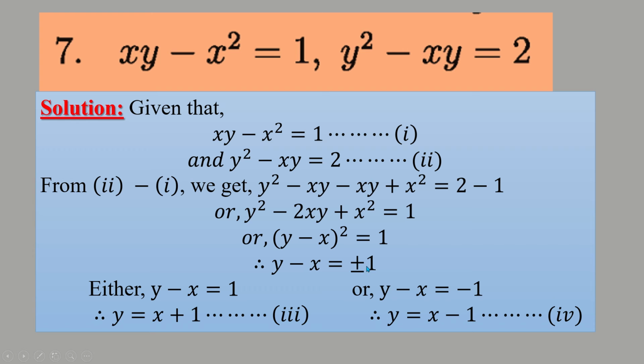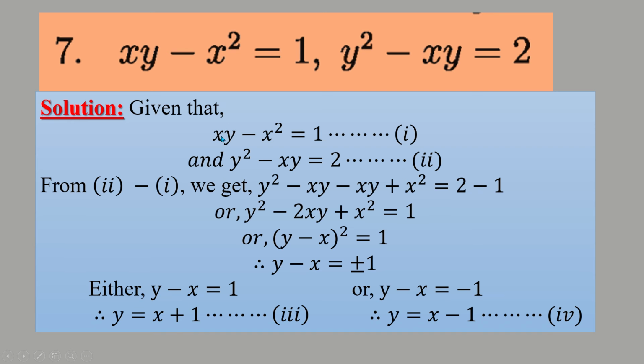Therefore, y minus x is equal to plus minus 1. So you can write either y minus x is equal to 1 or y minus x is equal to minus 1. From here we can write y is equal to x plus 1, and from here y is equal to x minus 1, as when we convert this to the right side, here will be plus x and this is minus 1. Clear, students?